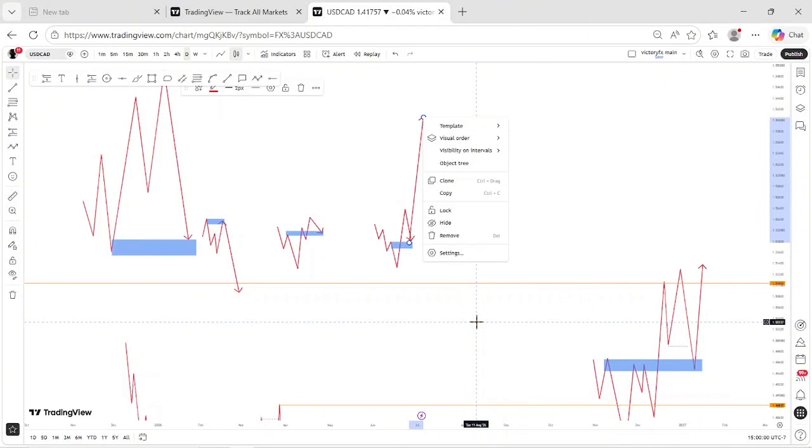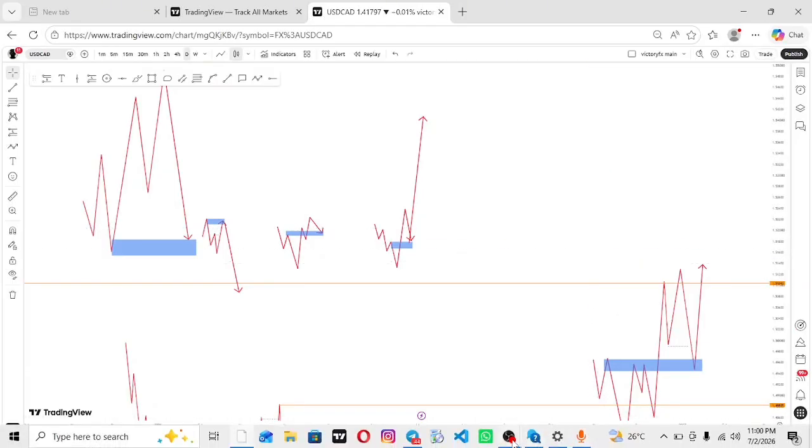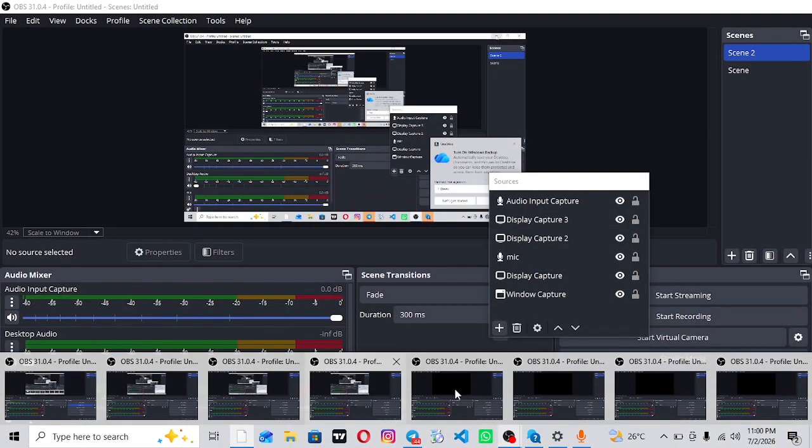Another thing you need to know about confirmation is the use of 50% mitigation of your POI. Excuse me, let me take a while. Is it still recording? Am I still recording? Okay.